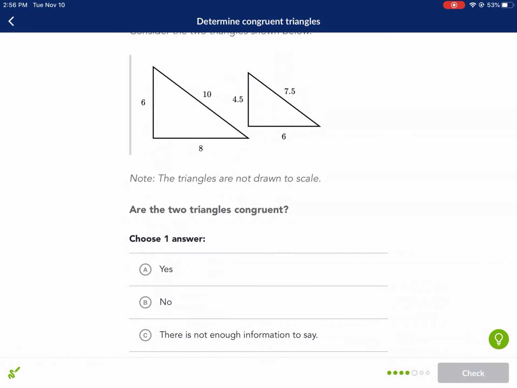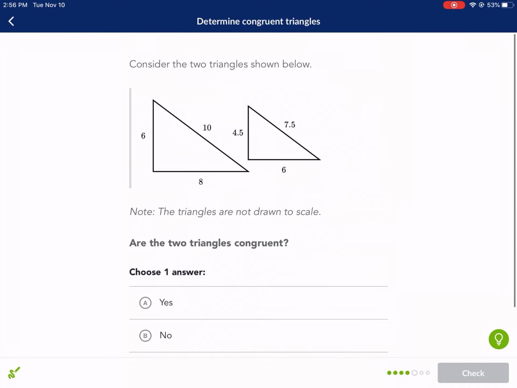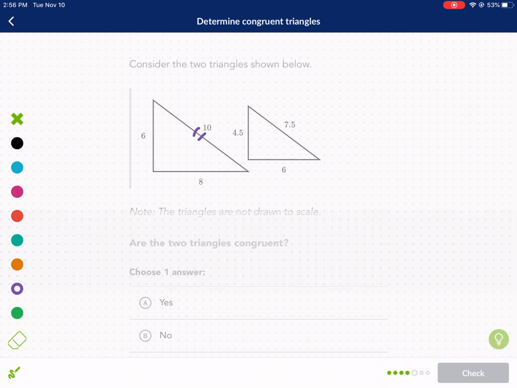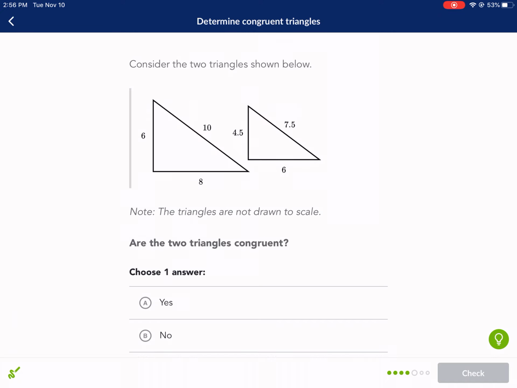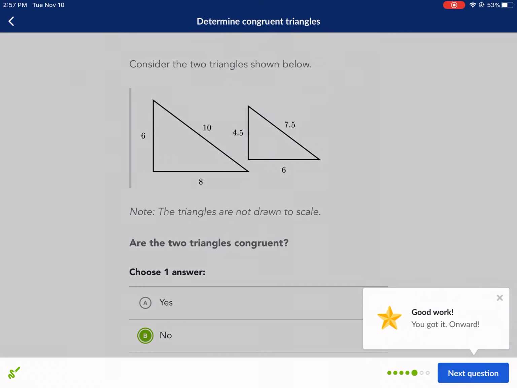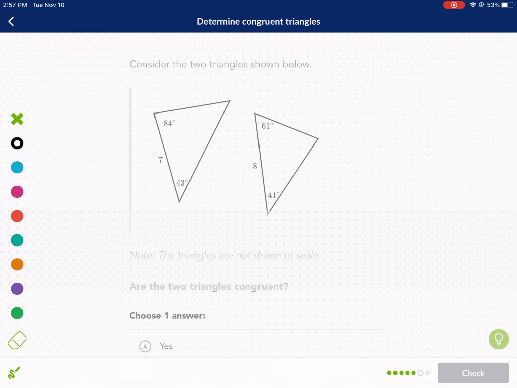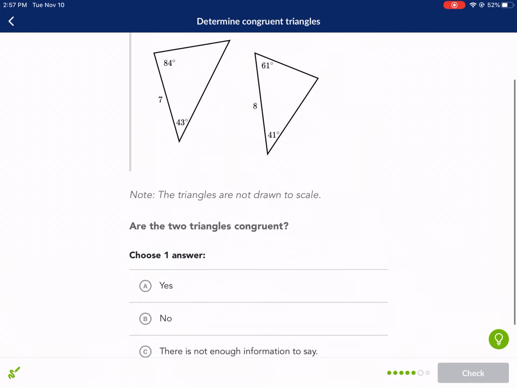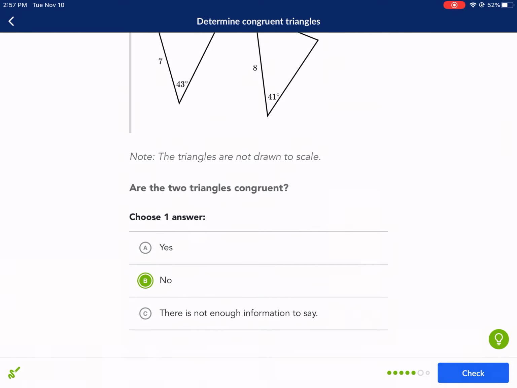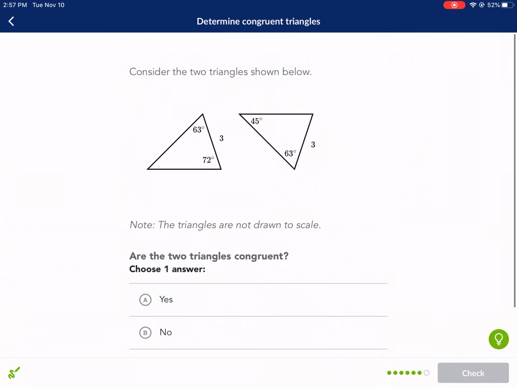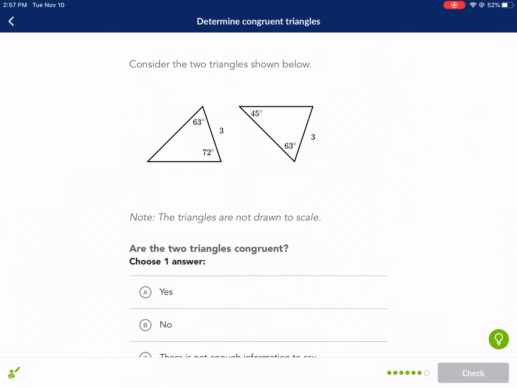All right, next question. Clearly we know that the sides are not congruent here. Because the sides don't match, it's definitely not congruent. Okay, here we have another one with angles, and you can see the angle measures are all over the place again. They don't match at all. Plus the side's not even matching, so it's an obvious choice. It's no.